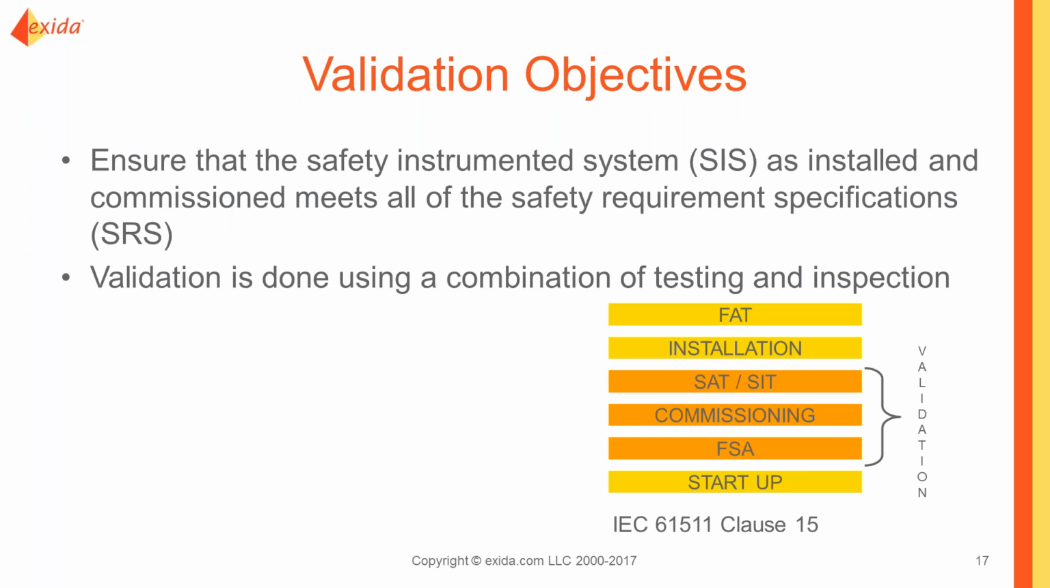So the objective of validation is to ensure that the safety instrumented system, as installed and commissioned, is ready to meet the safety requirement specification. And that validation can be accomplished through a combination of testing and inspection. So if we look at this kind of little flow, we have FAT, installation, site acceptance testing, site integration testing, commissioning, and we're going to do this functional safety assessment at this point prior to startup. So that would be our FSA 3.